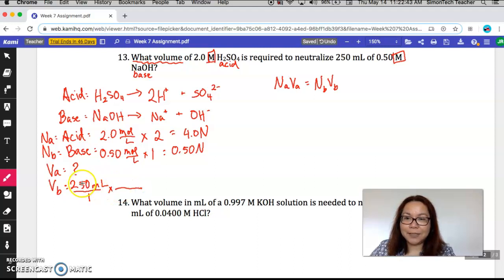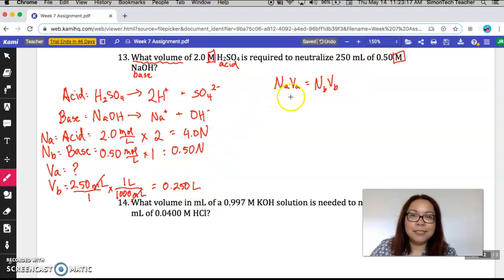The conversion factor is 1,000 milliliters for every 1 liter. Remember, we put the value with the same unit at the bottom here so that we can cancel that out. Whatever is in both the numerator and the denominator, we can cancel out, because whatever divides itself is equal to 1. So your volume of the base is going to be 0.250 liters. And this is for your base.